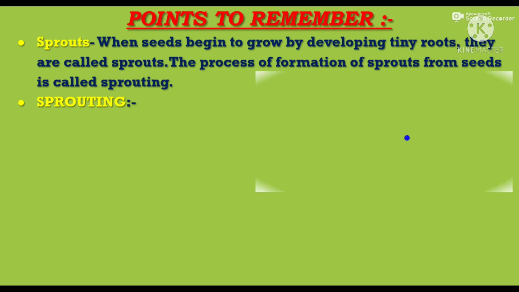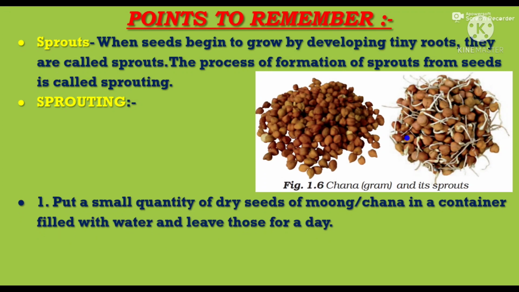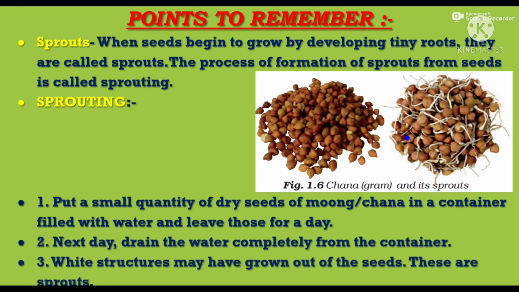So how can we make sprouts? Here you can see chana or gram and its sprouts. The process is: first put a small quantity of dry seeds of moong or chana in a container filled with water and leave them for a day. Then next day drain the water completely from the container. Then third step, white structures may have grown out of the seeds and these are called sprouts. These are very healthy for us. We can wash them and make salad, and we can eat them.